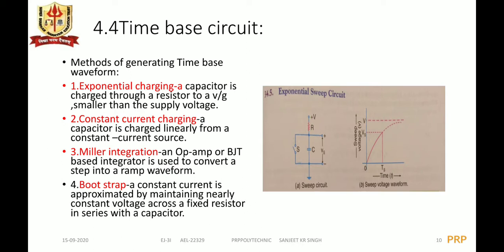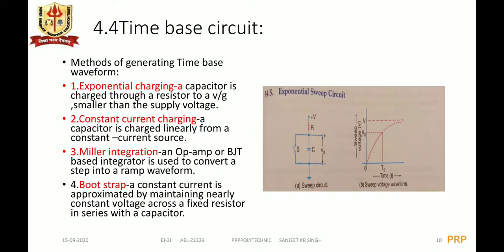Exponential charging method. In this method, a capacitor is charged through a resistor to a voltage which is smaller than the supply voltage. So if the supply voltage is 10 volt, the capacitor will charge up to 9 point something, so it will not charge up to exactly 10 volt. So that is exponential charging.